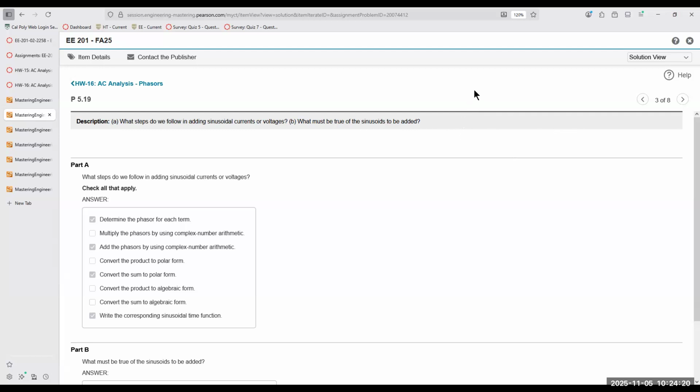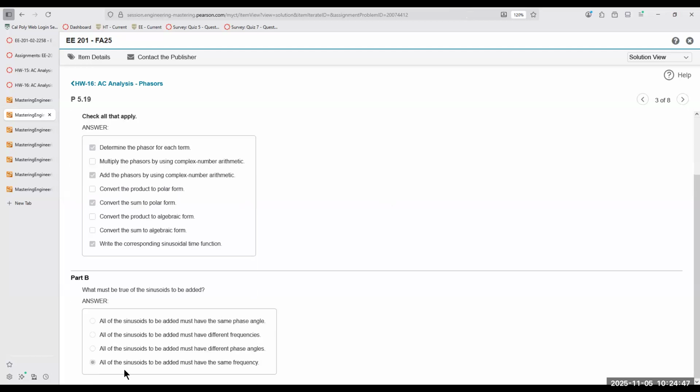Now, these 4 steps are not in order. Actually, let's see. Determine the phasor for each term, add the phasors, convert the sum to polar form. Okay, they are in order. Some of the questions in these homework assignments have multiple choice and they are out of order. It will ask you to list it in order. So in this case, these are completely in order.